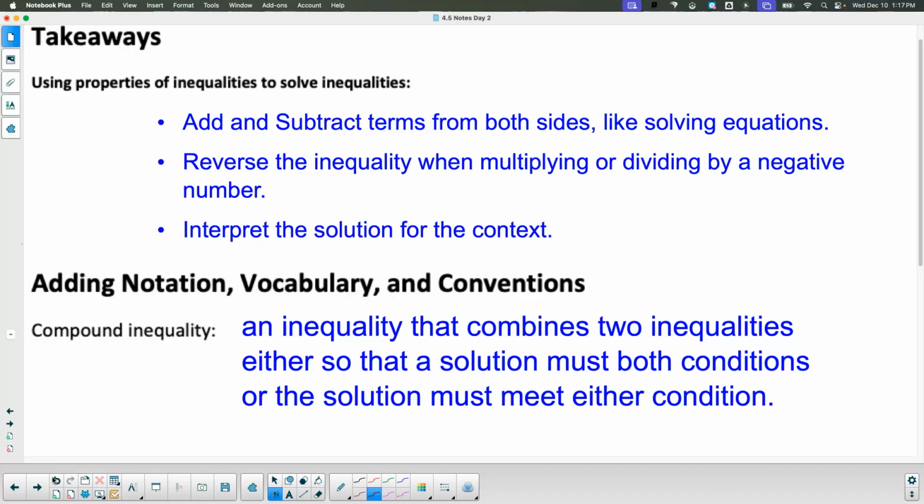We talked a little bit about two inequalities, and that being a compound inequality. Okay? Oh, so this is from 4.4. Okay?